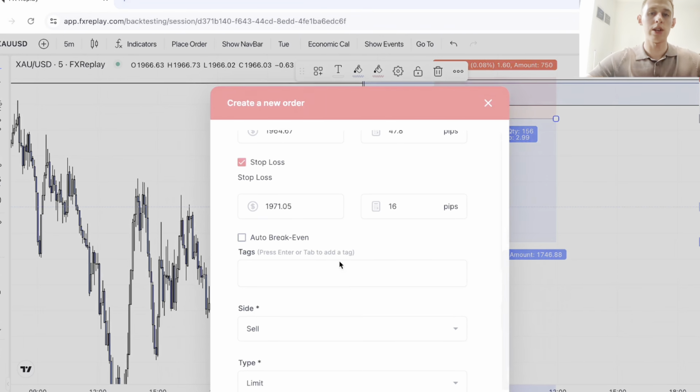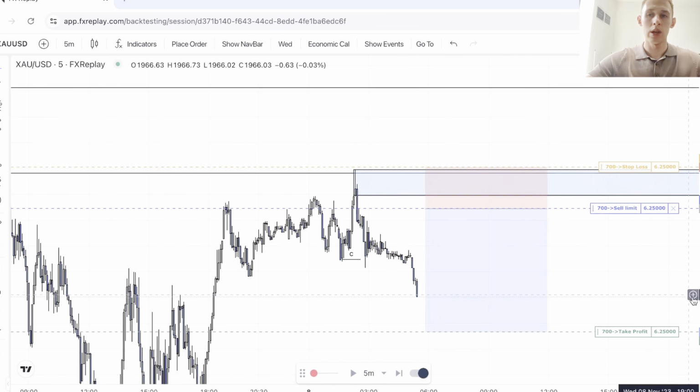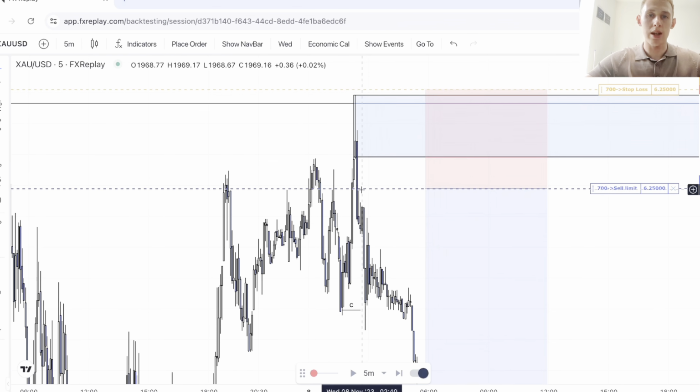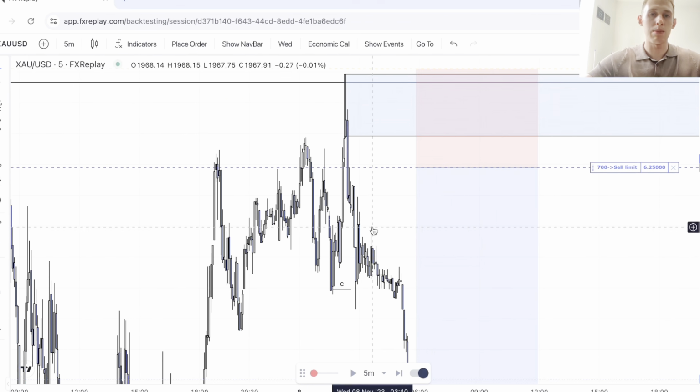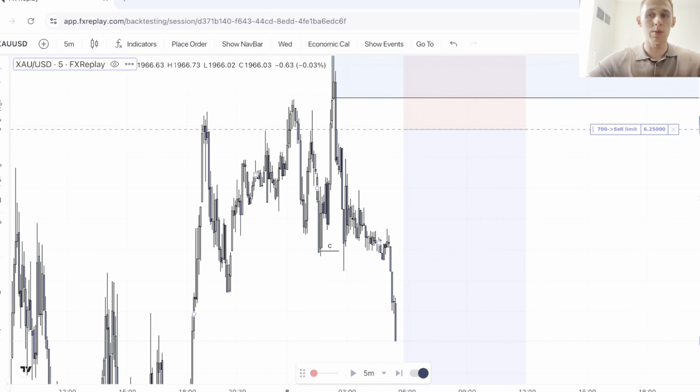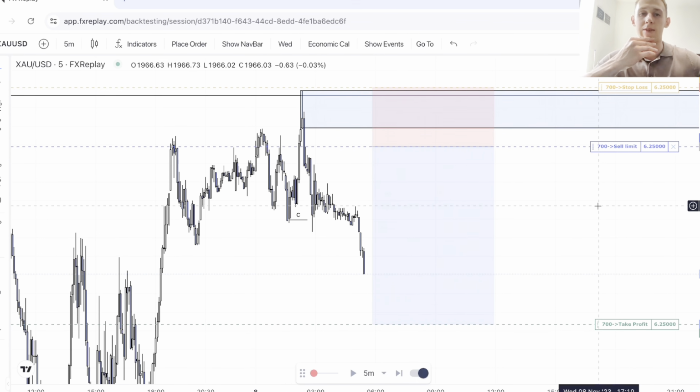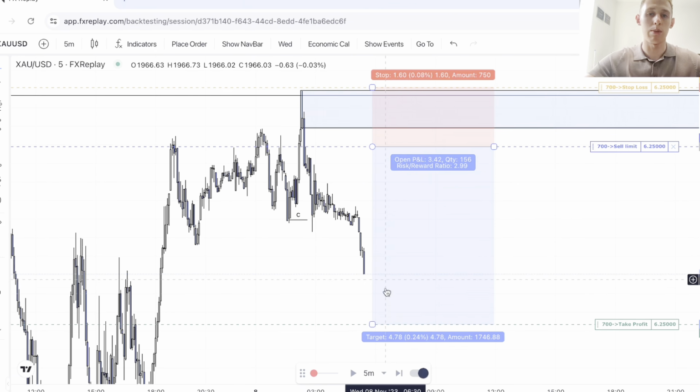Like this. And the reason I put my entry here is because this wick, as we can see here, is basically the last liquidity between the high and the low. So once price sweeps that, you will almost definitely see some sort of reaction to the downside, if not a complete move.